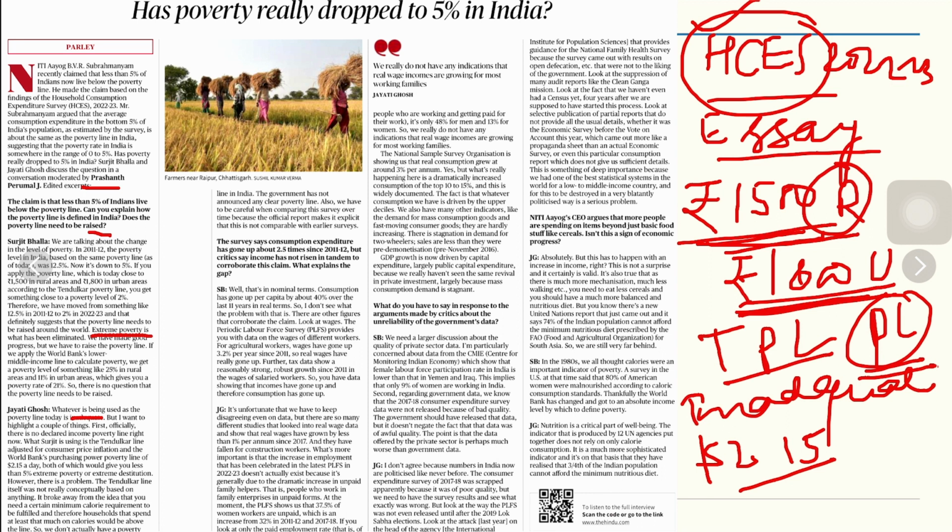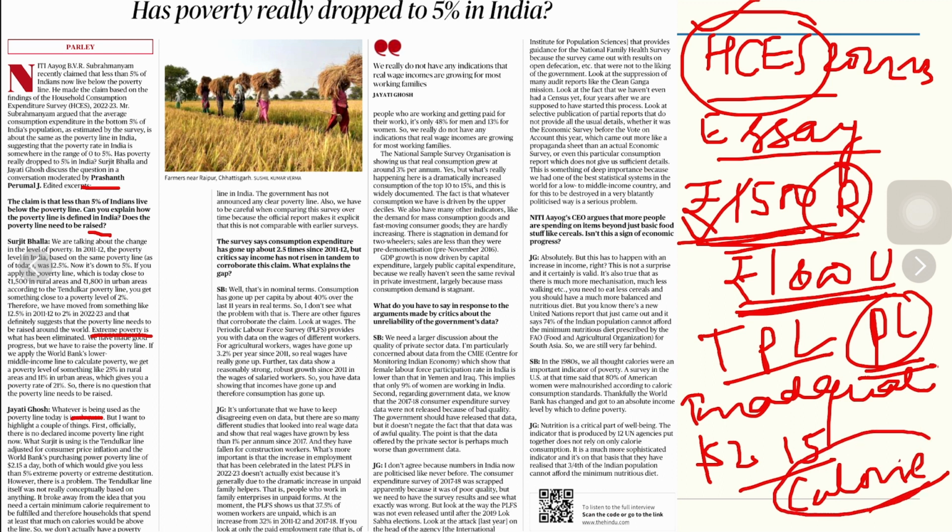However, there is a problem that the Tendulkar line itself was not really conceptually based on anything. It broke away from the idea that you need a certain minimum calorie requirement. You see, in poverty, if we calculate the poverty line, it can be based on the rupee, or it can be based on the calorie consumption as well. It broke away from the idea that you need a certain minimum calorie requirement to be fulfilled, and therefore households that spend at least that much on calories would be above the line.